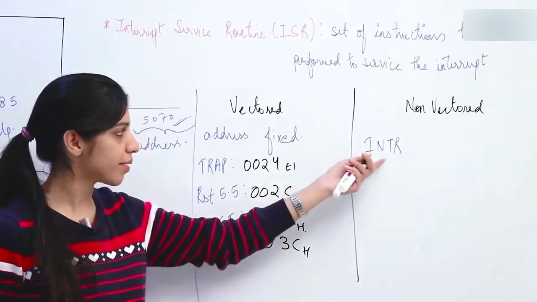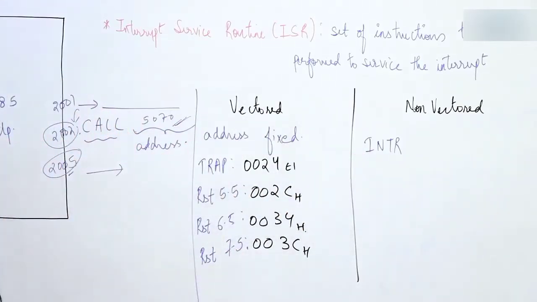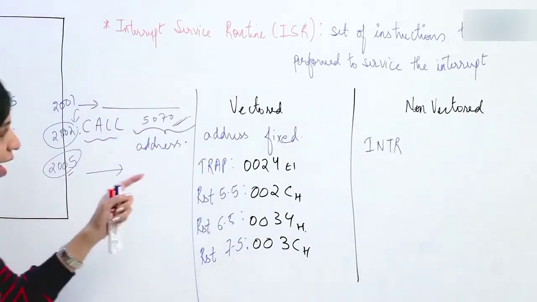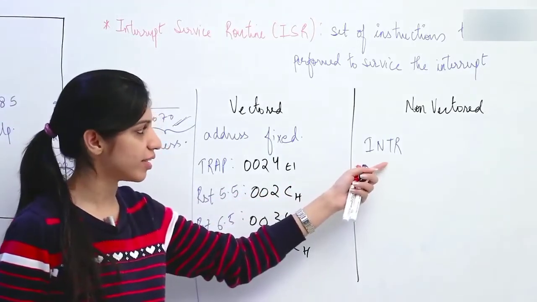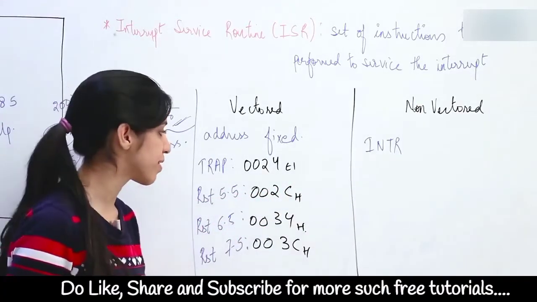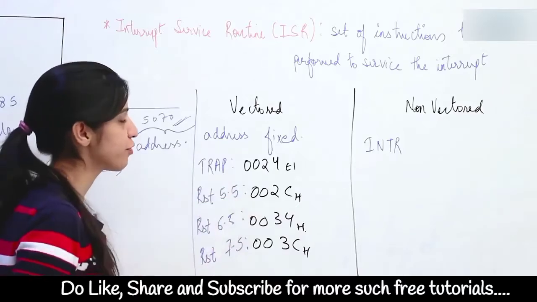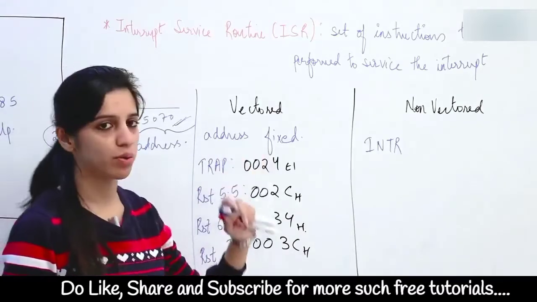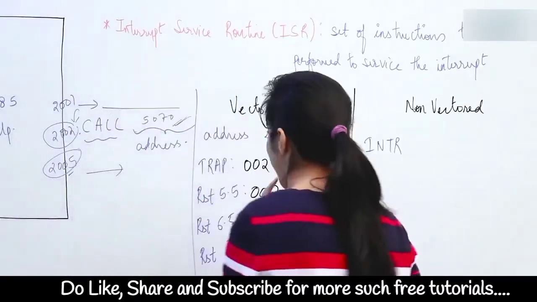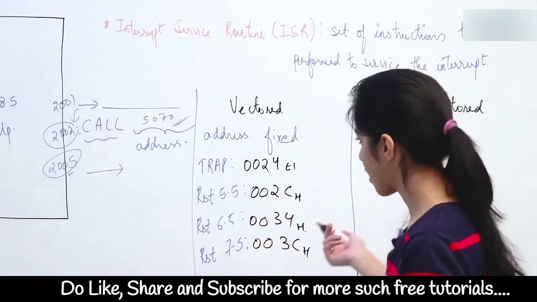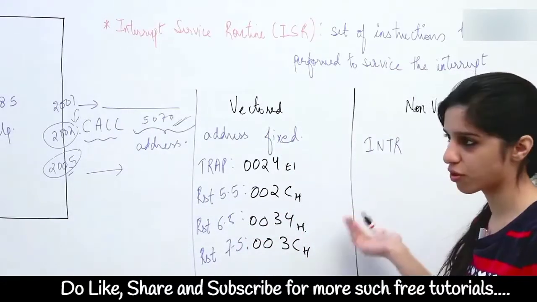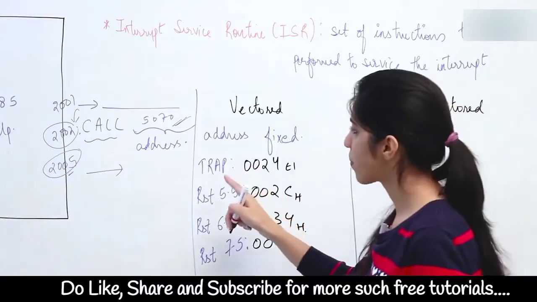That is, if you give the INTR pin a 1, it can lead to any address, since the ISR may be saved anywhere. The addresses for the other interrupts are fixed. So these are the two types of interrupt, vectored and non-vectored. Out of these five interrupts, the addresses for four are fixed, the address for INTR is not fixed, and also there is a priority.